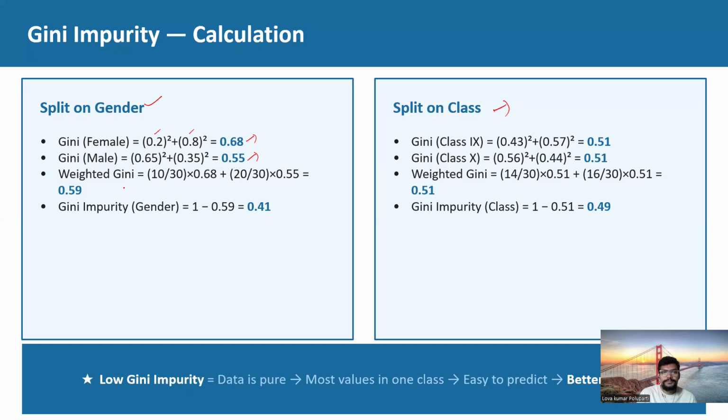So in a similar fashion I'm making this, and here I'm finding the Gini of the complete gender. It is nearly 0.59. Then I will find the Gini impurity, which is the ultimate thing I want. So that's the reason I'm making 1 minus 0.59. I'm getting 0.41. Remember this value. And here 0.43 for the class 9th.